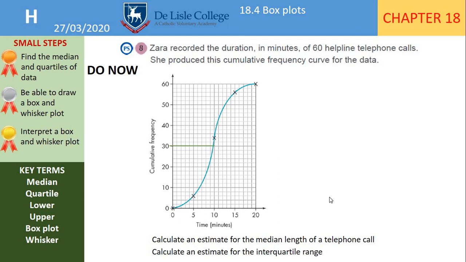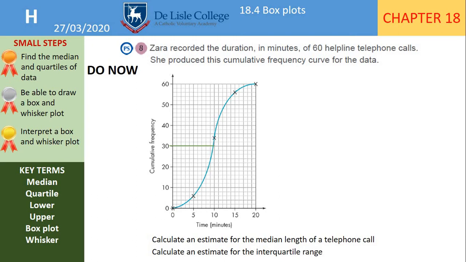Hello and welcome to this lesson on box plots. Hopefully you have completed the work on cumulative frequency from last time, had a go at some of the questions from the exercise and also the Hegarty Maths linked to it. Once you've done that, you are now ready to do this lesson on box plots.